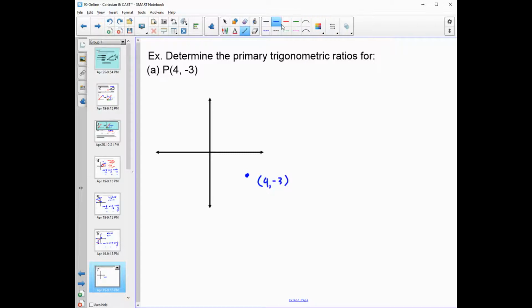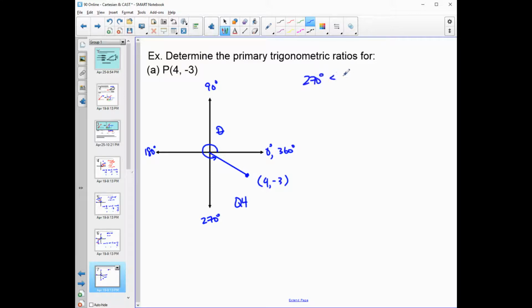I will draw my straight line to the origin. I will put in my angle in standard position. There's my angle theta, 90 degrees, 180 degrees, 270 degrees, and this is interesting. This was the angle we started at, which was 0 degrees, but if we keep going all the way around, that would actually be a full rotation, that's 360. So in this case, the angle theta, which is here in quadrant 4, is between 270 degrees and 360 degrees.